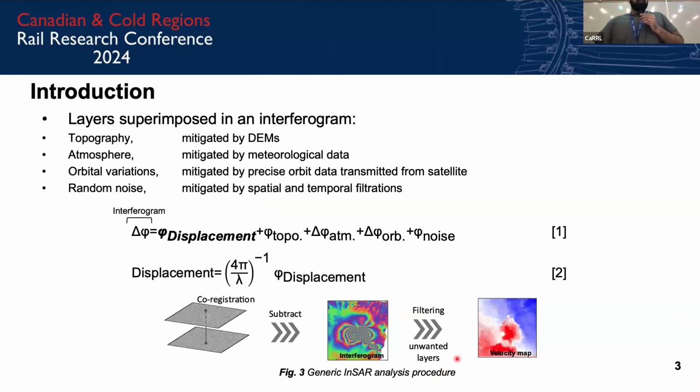The interferogram is actually made up of several layers superimposed on top of each other, such as topography, atmosphere, orbital variances, and random noise. And the goal in InSAR analysis is to minimize the effect of these layers and to isolate the contribution of displacements. And once you do that, you just plug the phase displacement into equation number 2 and get the displacement's actual values. Easy, right?